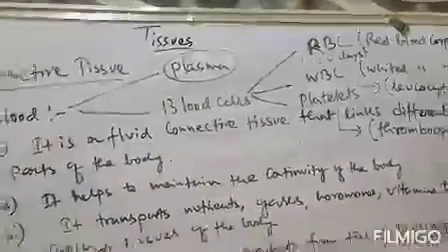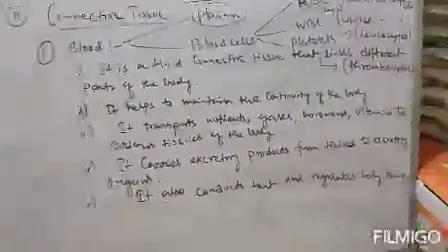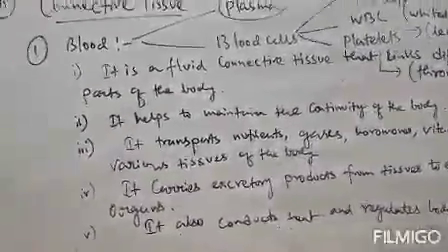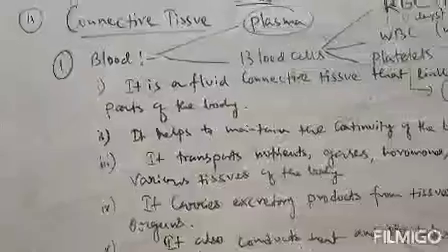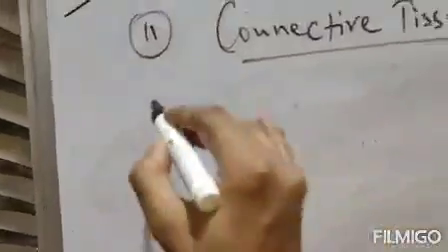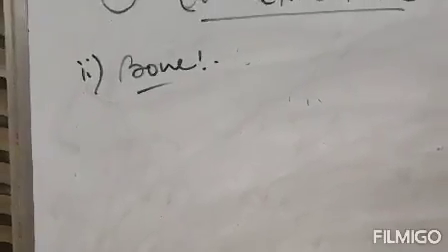So it's very important. Just thoroughly read this total blood portion. Clear? This is a very important part in connective tissue. So that's all about blood. Second connective tissue after blood is bone.